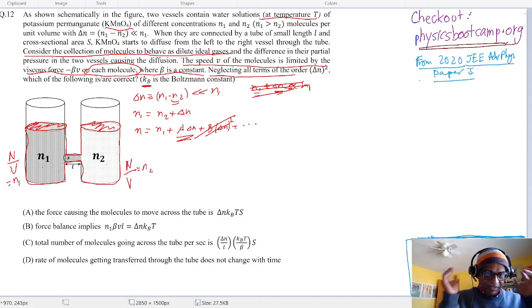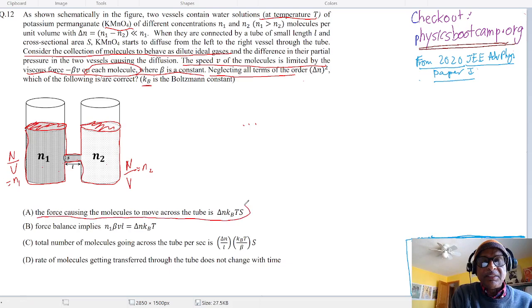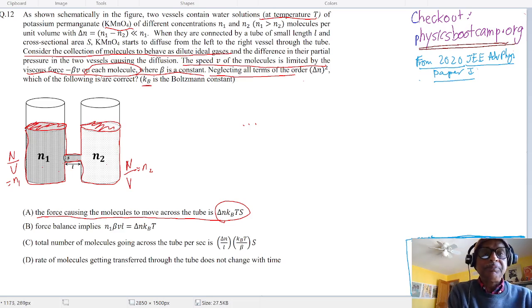All right, let's look at each part of the question and see if we can answer them. All right, just clean this up. So question A says the force causing the molecules to move across the tube is this, and over there it says the force is coming from the pressure difference between the two. So let's look at the tube. The connecting tube is that, and that cross section's area is S.